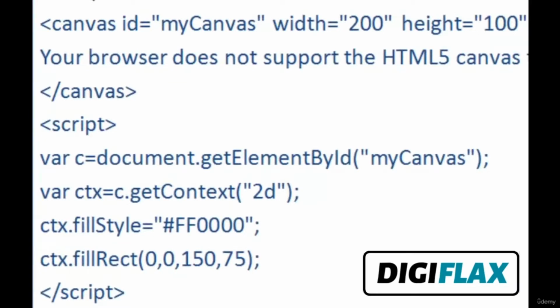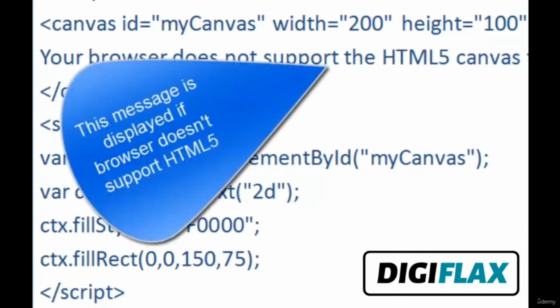First, we define a canvas with an ID myCanvas. There are no styles attached to the canvas element. However, we can provide it with styles using style sheets. So inside the canvas element, we are putting the alert message in case the user's browser does not support the HTML5 canvas tag.